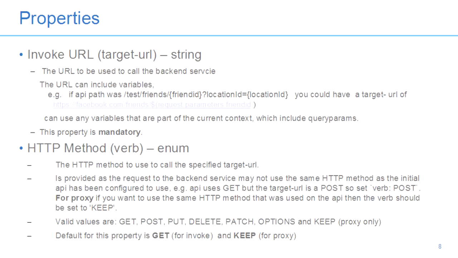So the valid values for these are get, put, post, delete, patch, options, and for proxy you've got keep. Now the default, if you don't supply this as part of the Swagger definition or through the UI, for an invoke will be get, and for proxy will be keep.